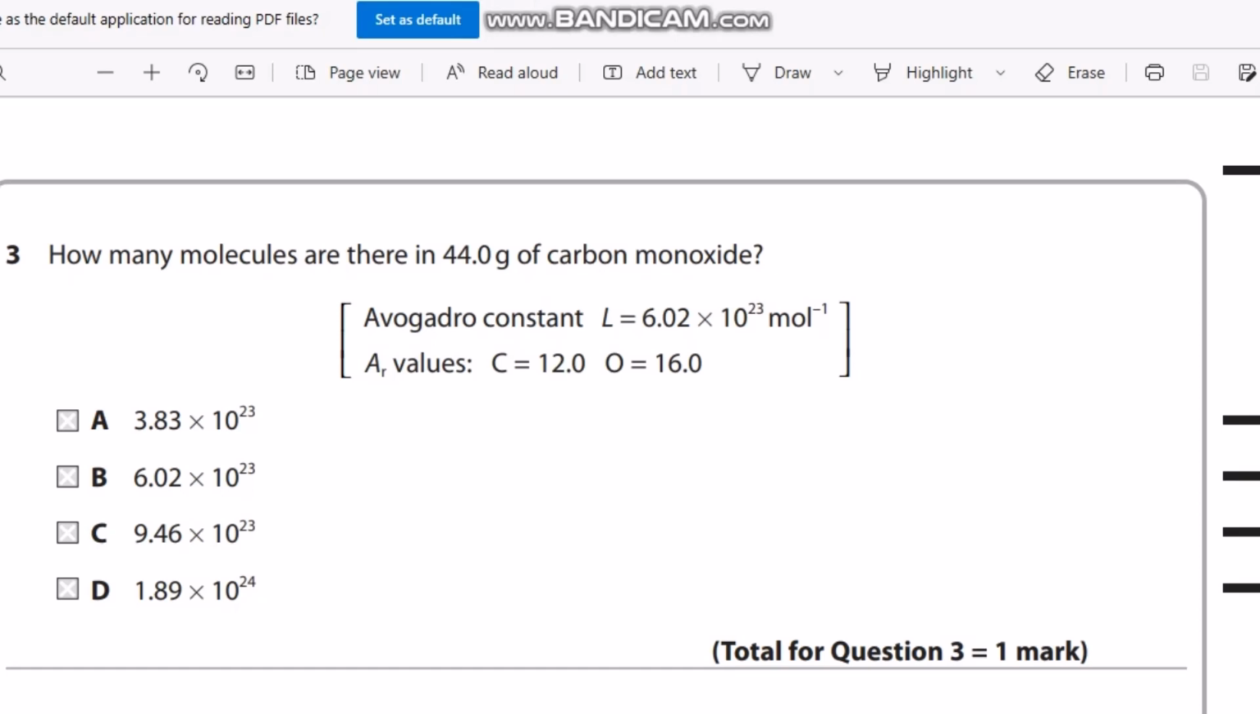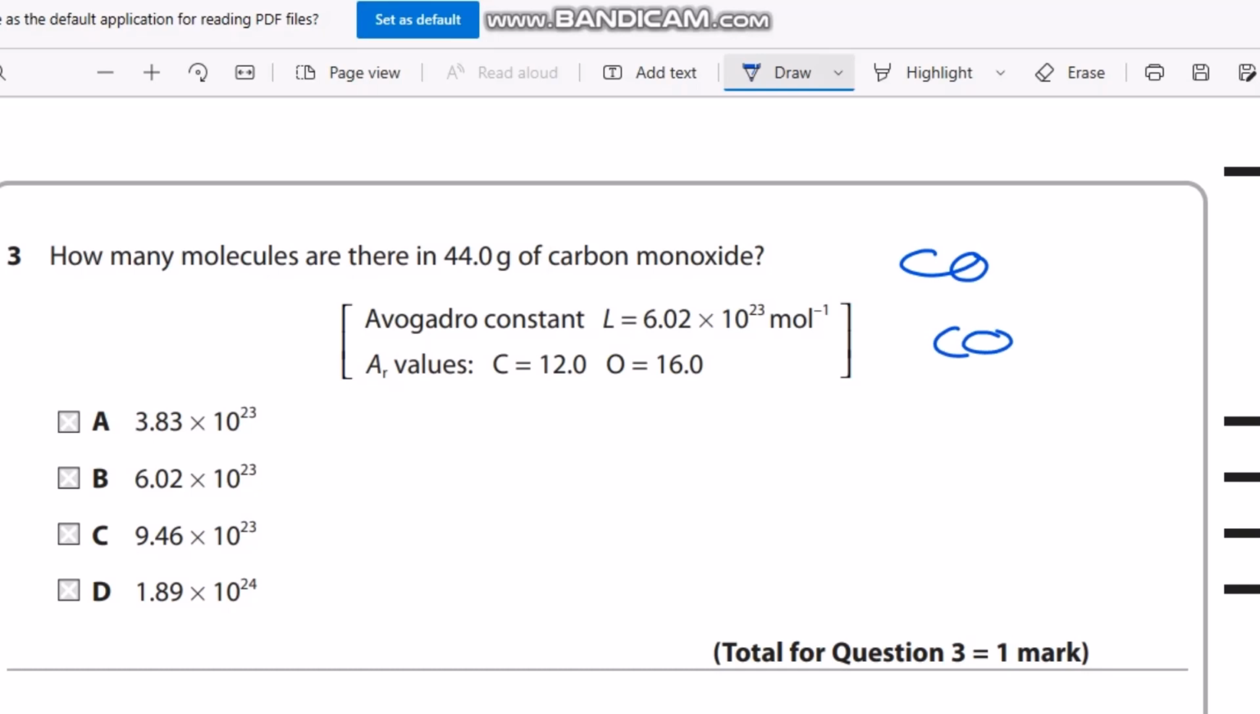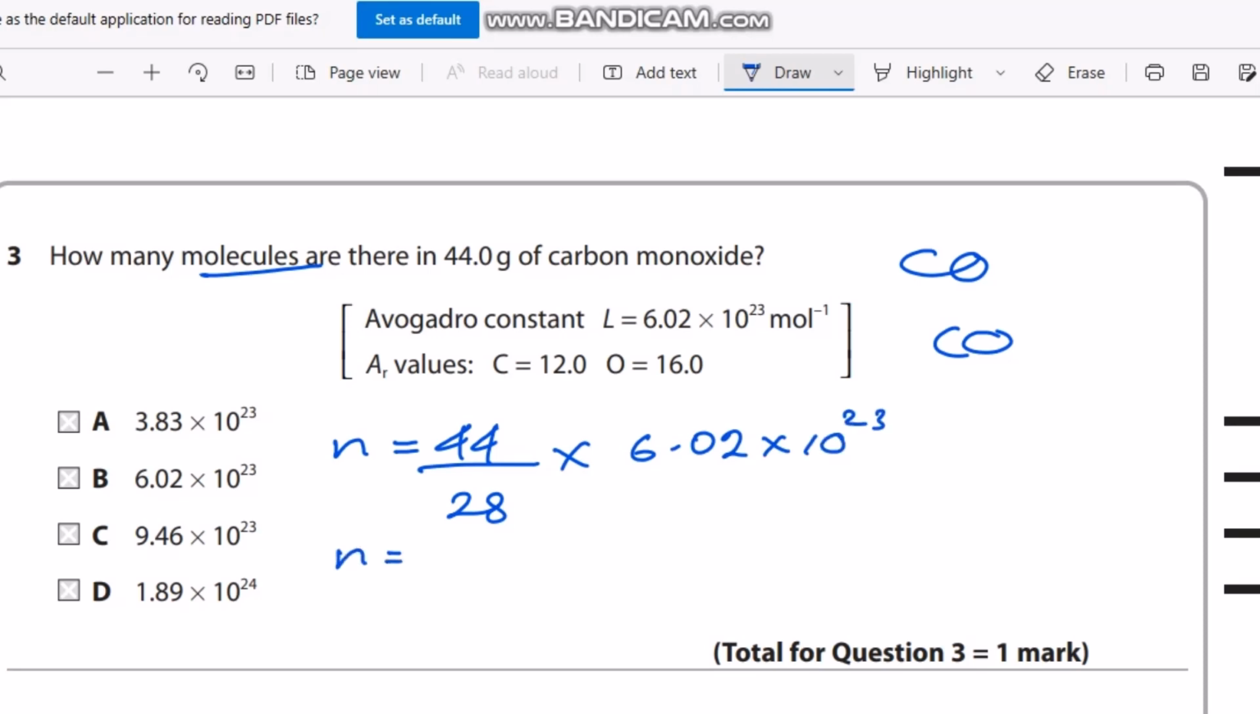Okay, this is another one. How many molecules are there in 44 grams of carbon monoxide? Carbon monoxide is CO, carbon and oxygen. So first you have to find the molar mass. 44 over 28. So that's the number of moles. They are asking molecules, not the atoms. So this is the same thing into 6.02 10 to the power 23. So the amount, you can get it from the calculator, 44 divided by 28 into 6.02 10 to the power 23. 9.46, answer is C. Right? That's it. So we'll do another one.